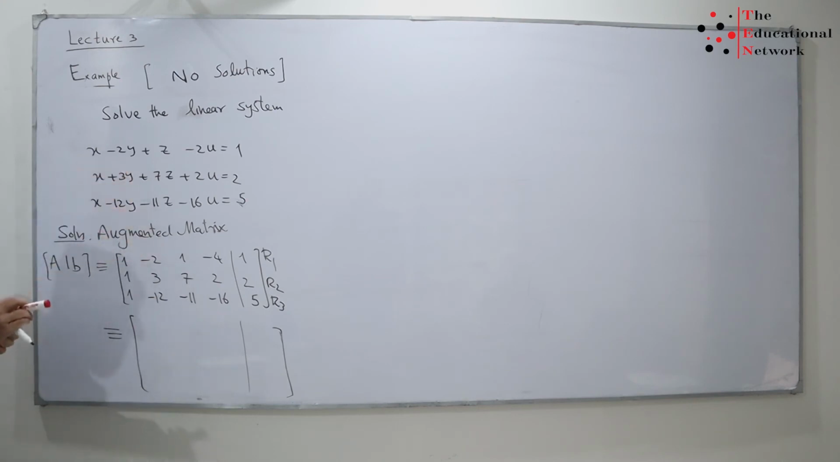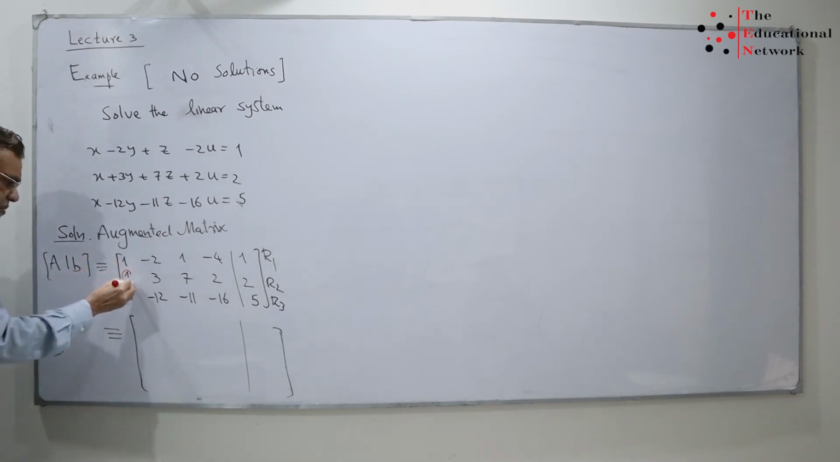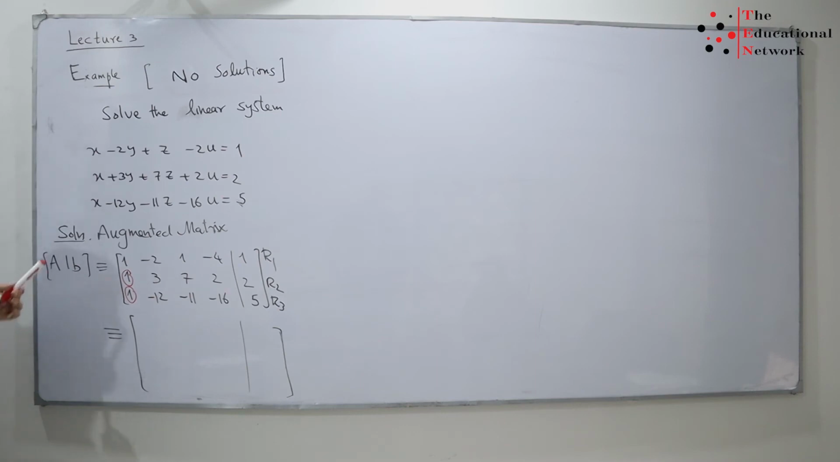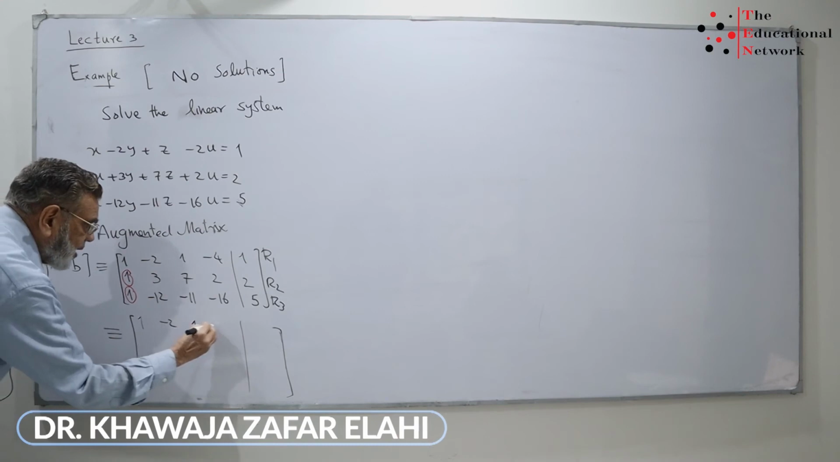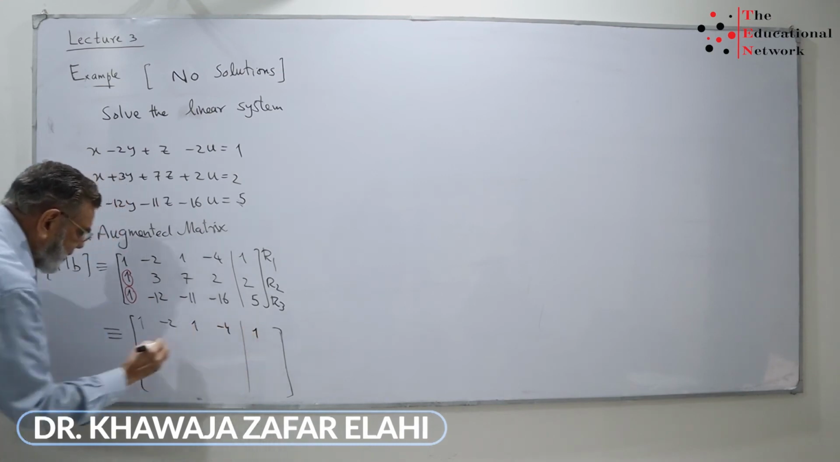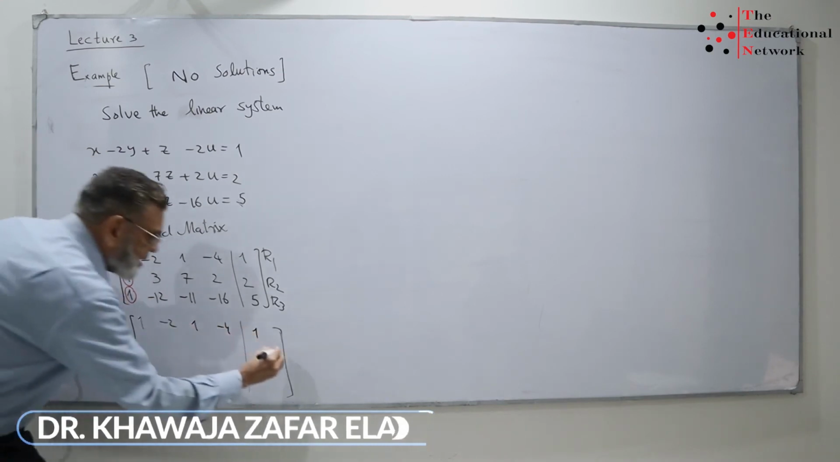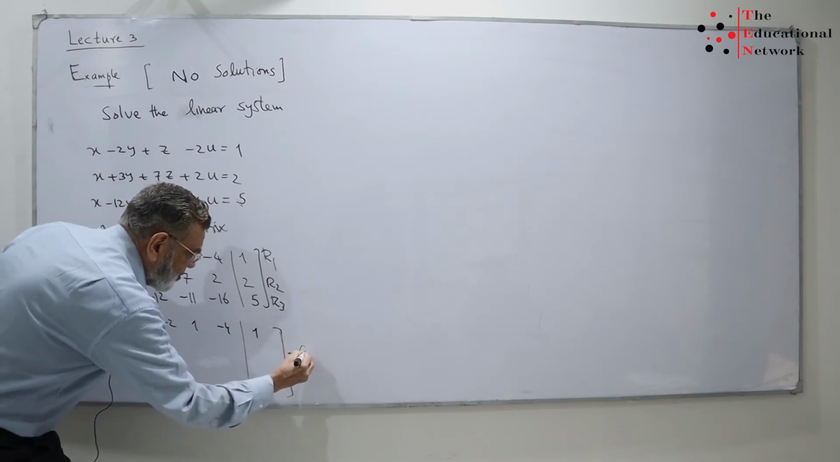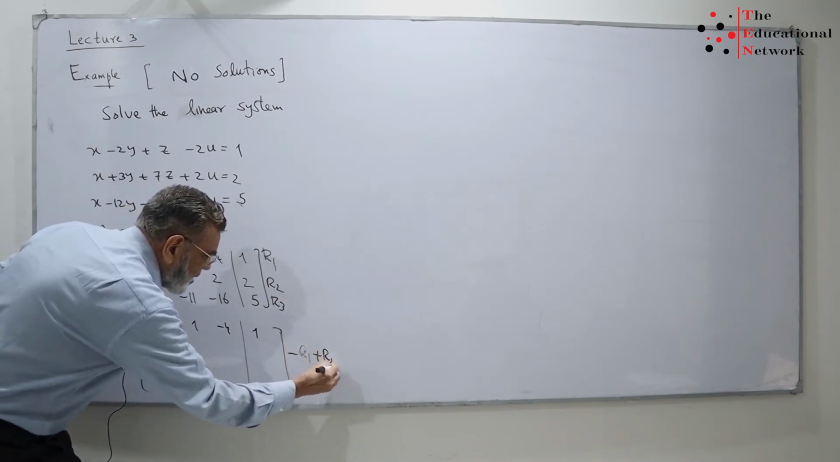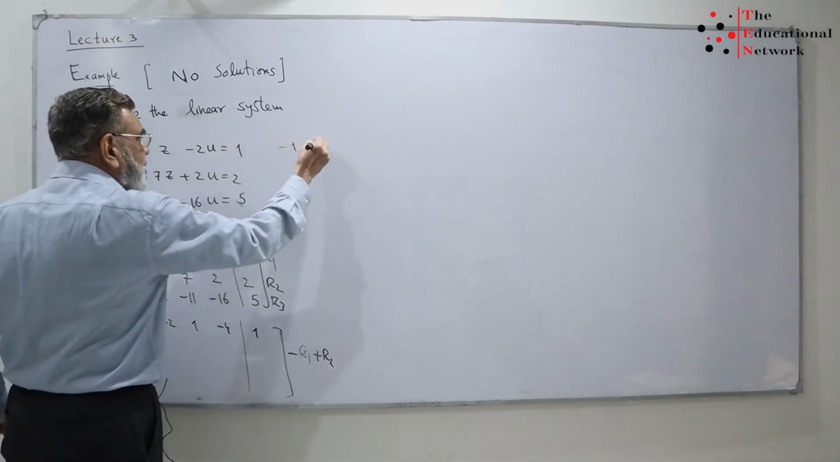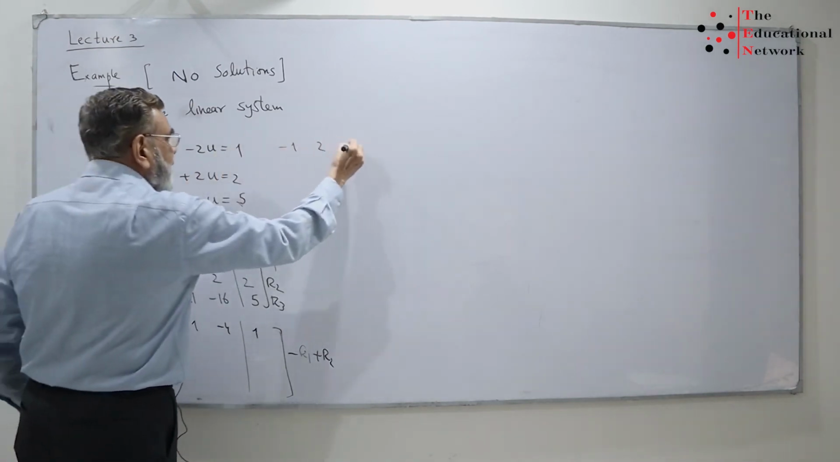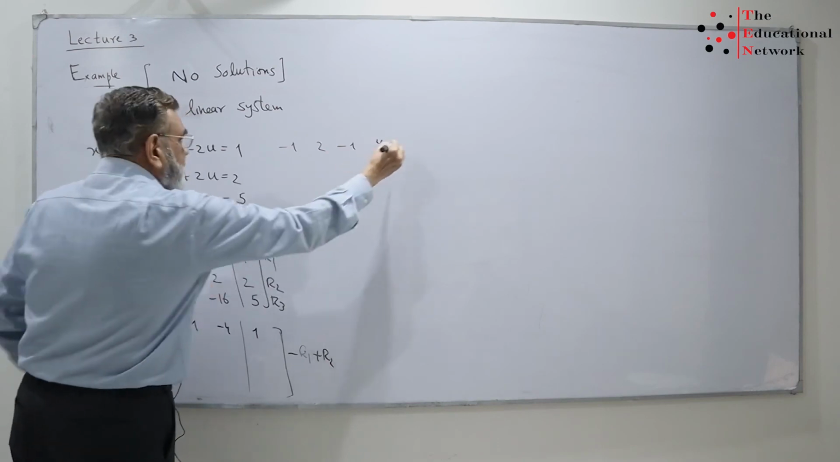Now our next step, starting from 1, is that we want to make this one 0 and this one 0. That's our row reduction. So we keep our first equation as it is: 1, minus 2, 1, minus 4, and 1. For the next equation, we write minus r1 plus r2. Multiply by minus 1 and add to this one. We get minus 1, 2, minus 1, 4, and minus 1.